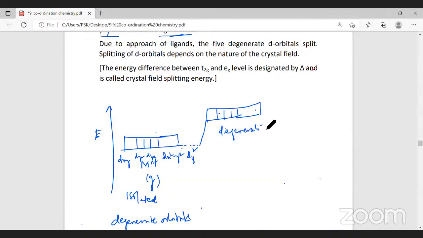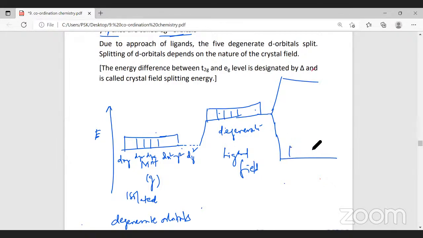Now, this is in the ligand field. See, degeneracy is still maintained. No splitting. Splitting is not taking place. But when the ligand comes very close to it, what happens? Due to repulsion, this d orbital gets split like this.